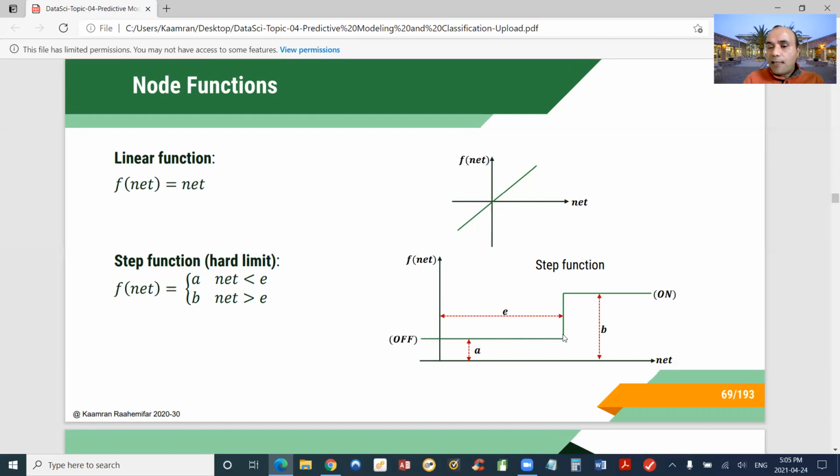Now, if the accumulated input called net is more than E, then the neuron is going to fire, turn on, and send a signal. You could potentially say this level off is going to be 0 and this level on is going to be 1, but they could also be some sort of an offset. We will talk about offset in a moment in some of the schematics.